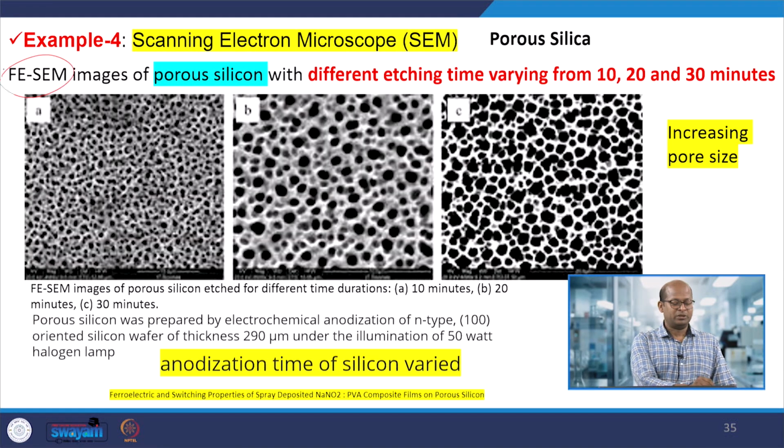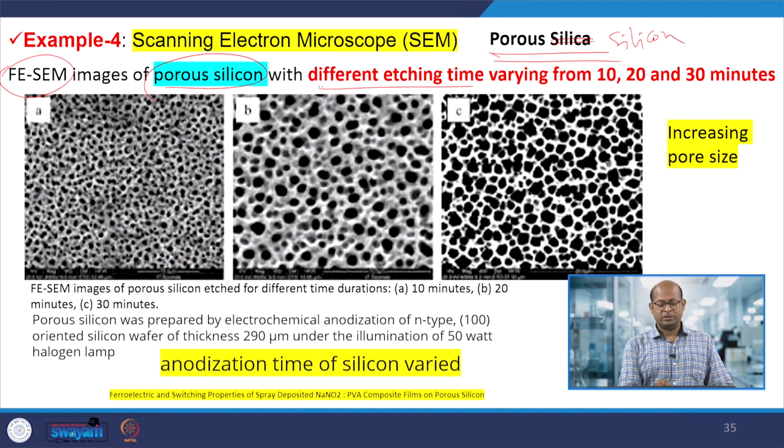Next, the FESEM image of porous silicon that was used. When we prepared the porous silicon by electrochemical methods, there is a one-step etching with strong acids, so we have to etch that material. We varied the etching times: 10, 20 and 30 minutes. You can see that with increasing etching time, the porosity of the material gradually increases, and the pore size also gradually increases.